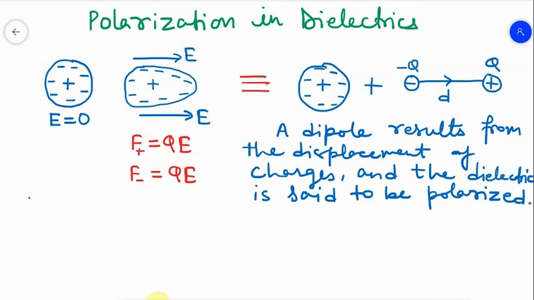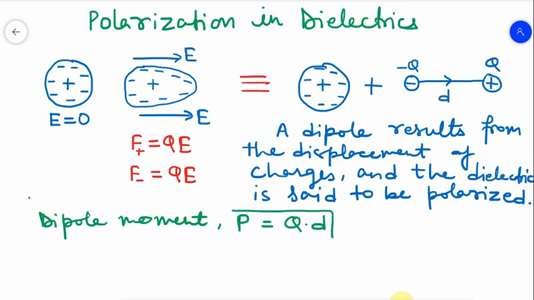So what is the dipole moment? I have explained dipole moment earlier also. The dipole moment is represented by P and is given by the product of charge and the distance between them. So it is Q into d. This is the dipole moment, where Q is the charge and d is the distance between the two equal and opposite charges. So if there are n dipoles in a volume del V of the dielectric, then what will be the total dipole moment due to the electric field?